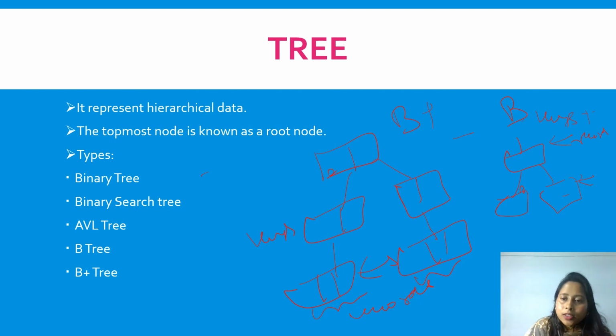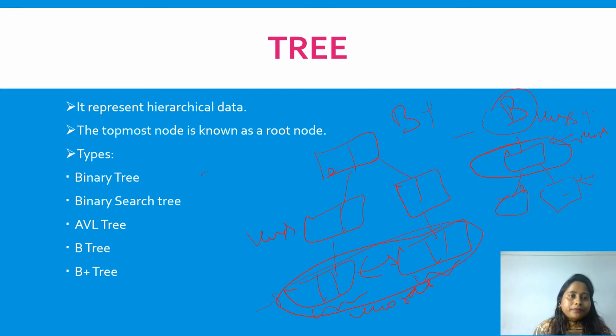So one more thing is that in B tree, deletion of an internal node is difficult, whereas deletion is very easy in B plus tree, as the data is kept at the leaf nodes.